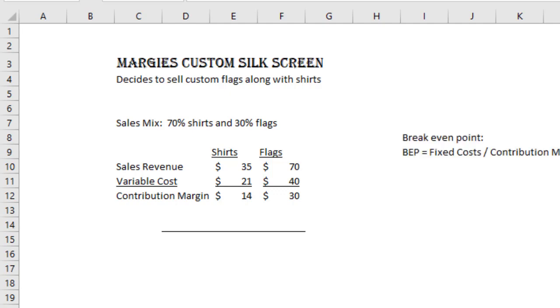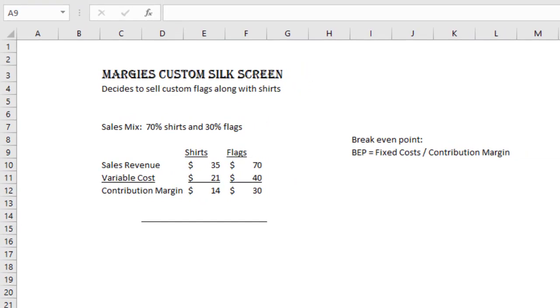Margie wants to figure out her break-even point when she adds this new product to the mix. As you recall, the break-even point is the fixed cost divided by the contribution margin. However, we have two contribution margins, $14 and $30. So which one do you use? And the answer is that you want to take kind of an average of the two, but you want to do a weighted average of the two.